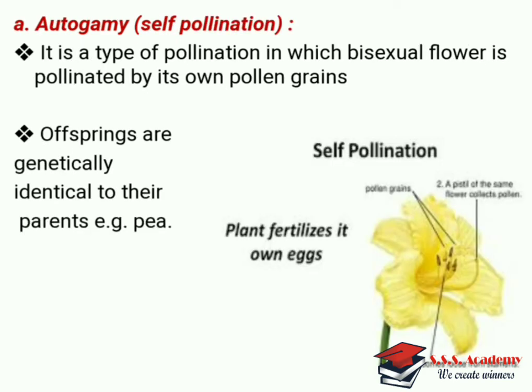So a type of pollination in which a bisexual flower is pollinated by its own pollen grains is called autogamy or self-pollination. So offspring are genetically identical to their parents. As the parents are, so will the offspring be.